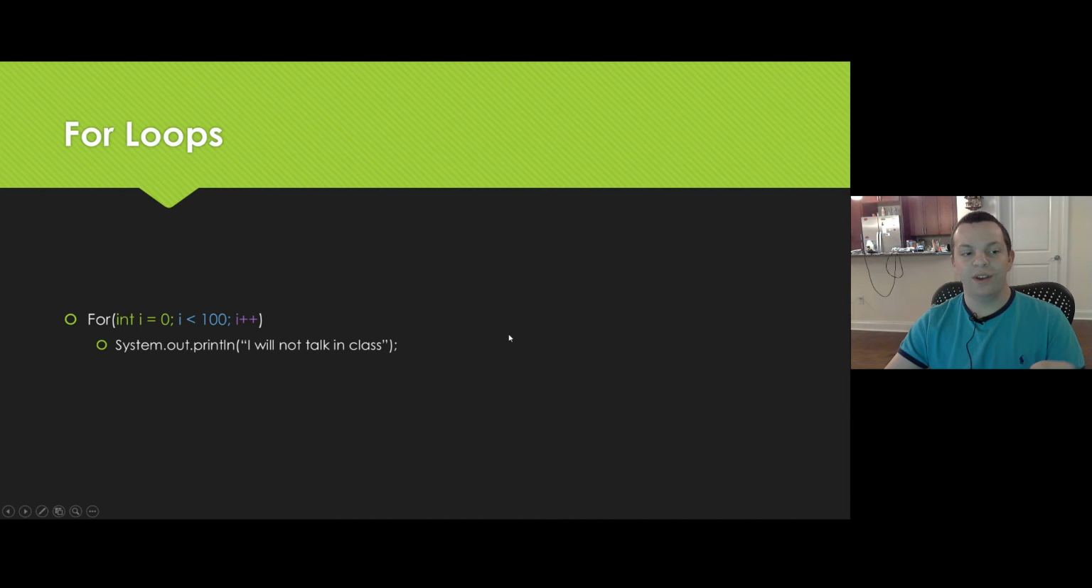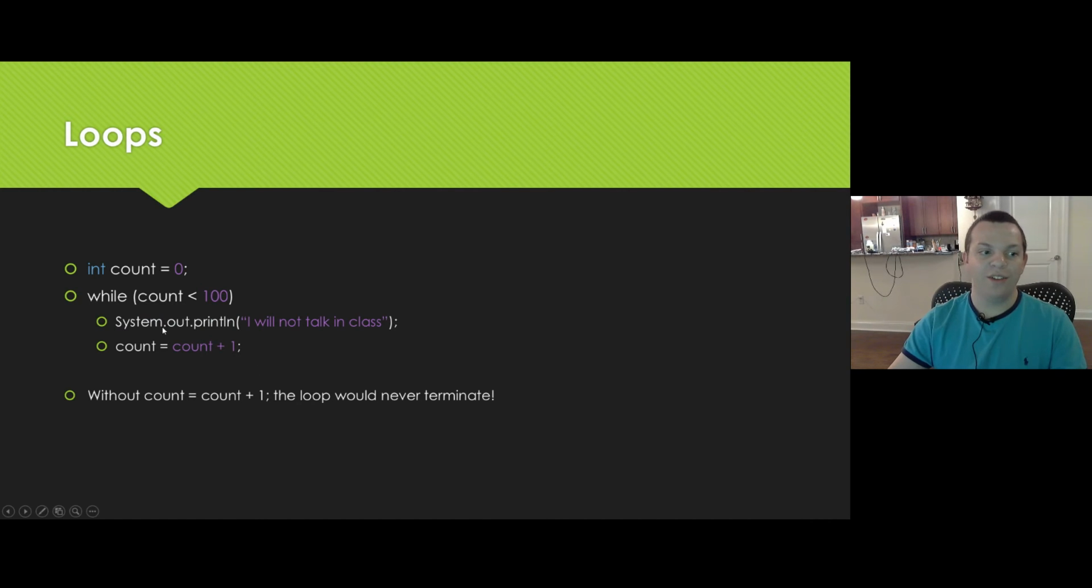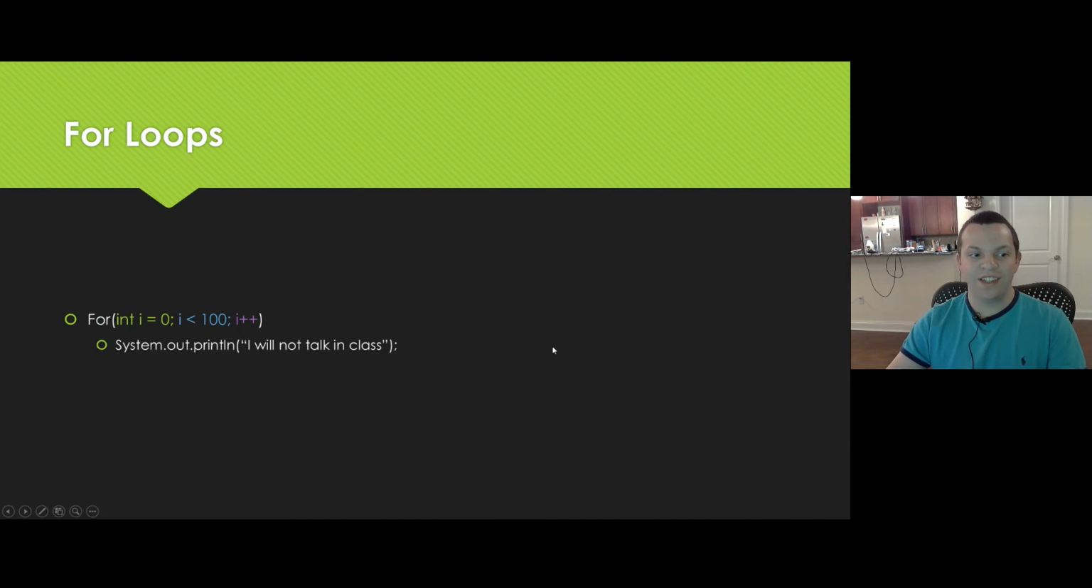Cool. So another version of loops is called a for loop. The one that we learned before is called a while loop because it has the keyword while at the very beginning, and it checks while count is less than 100. In this next example, we actually do the same exact thing as before. We print out "I will not talk in class" 100 times, yet we do not have to have that count equals count plus 1 in there.